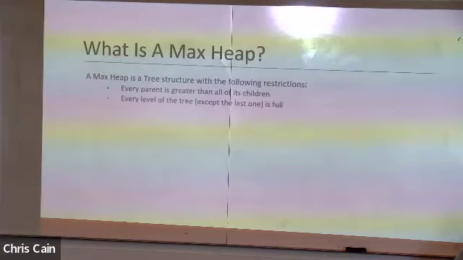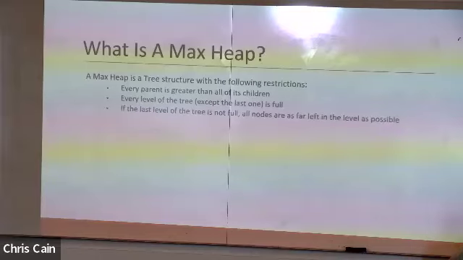Every level of the tree, except for the very last level, must be full. And by full, we mean that every node has two children. So it's a binary tree structure. Every node is going to have two children unless we're at the last level or the level before the last, meaning that as many nodes as fit in that level are in that level.